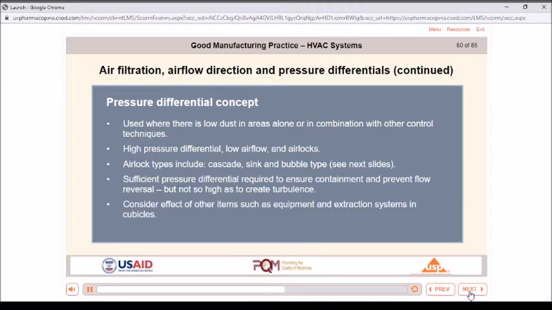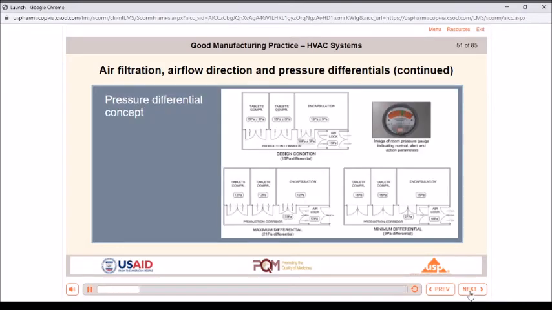See next slides. Sufficient pressure differential required to ensure containment and prevent flow reversal, but not so high as to create turbulence. Consider effect of other items such as equipment and extraction systems in cubicles. Air filtration, airflow direction, and pressure differentials continued. Pressure differential concept.